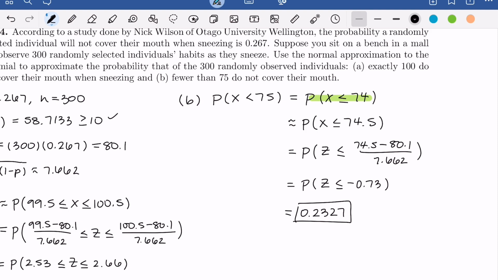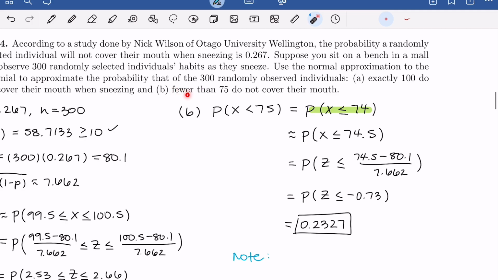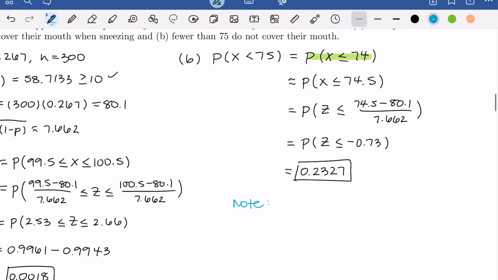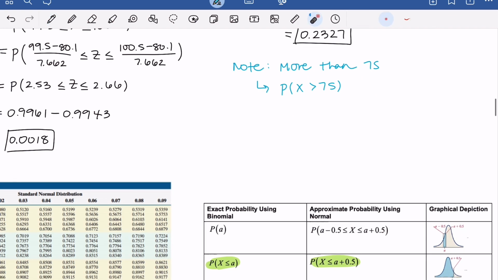All right, and then something else to note here for this problem. Notice for part B, we were asked what's the probability that fewer than 75 do not cover their mouth? If we were trying to find the probability that more than 75 do not, this is going to be the same thing as the probability that x is greater than 75. And just like we saw in part B, we run into this issue again.